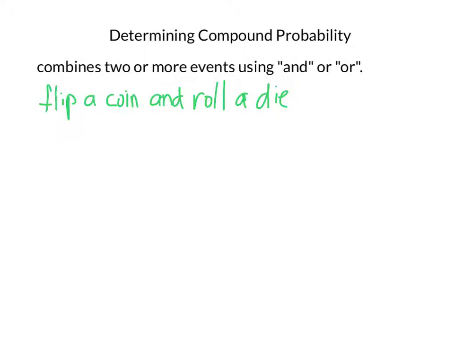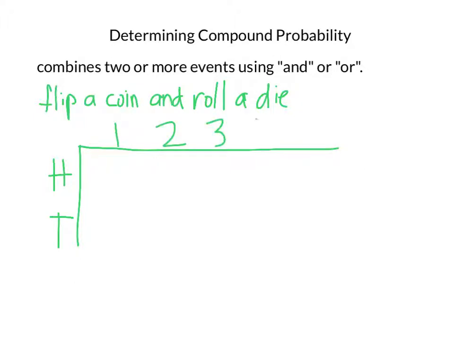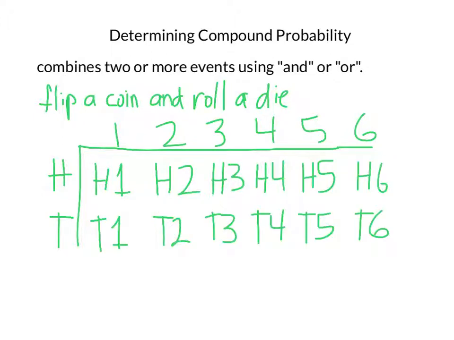So I'm going to go with heads and tails, and across the top, 1, 2, 3, 4, 5, and 6. So I could get a heads and a 1, a heads and a 2, a heads and a 3. You see how this is going? So there are all the possible outcomes. And if they ask you to list it, that's really your list right there. You can see that we have 12 possible outcomes.